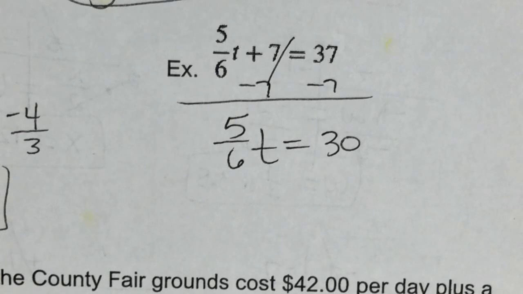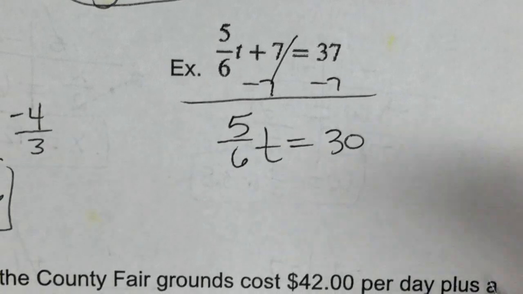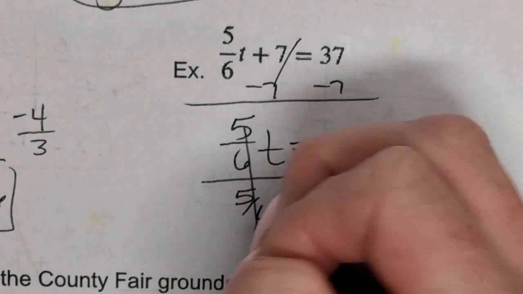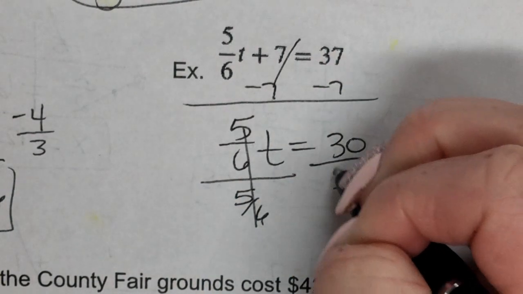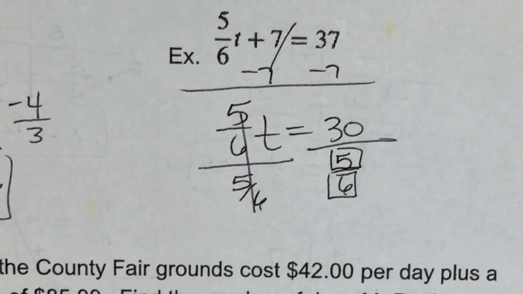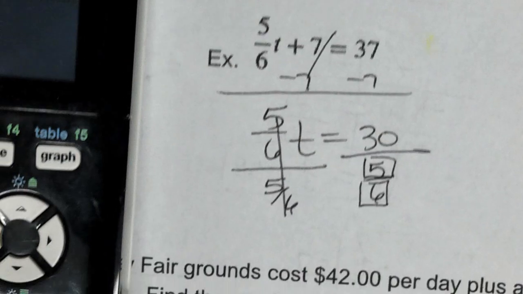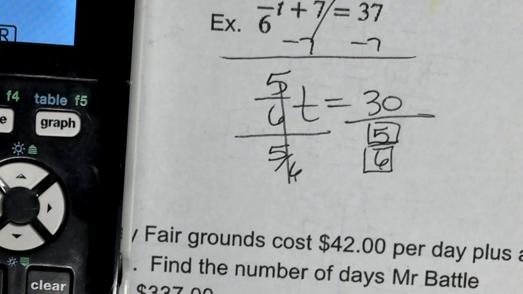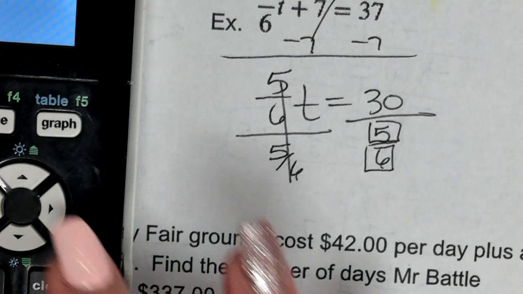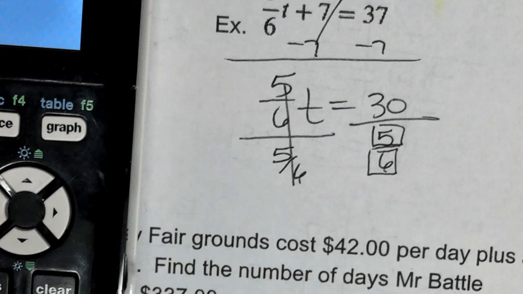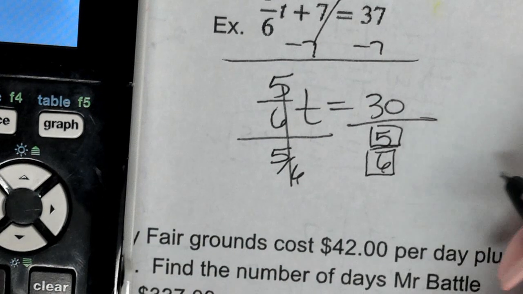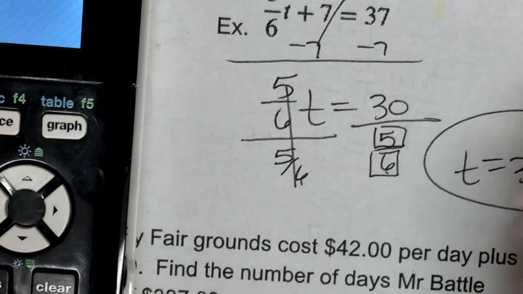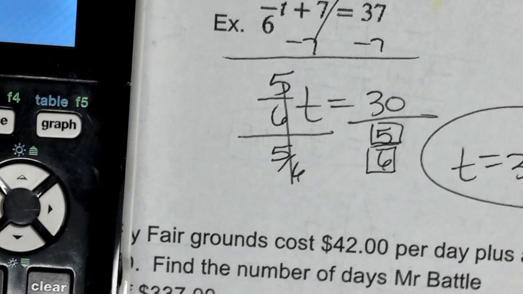So which way are y'all choosing to do it? Y'all like the alpha y equals? So just divide by 5/6. But you have to use your little alpha y equals button. So 30 divided by alpha y equals 5/6. Enter. That's your answer. T equals 36. Or you could have multiplied by the reciprocal.